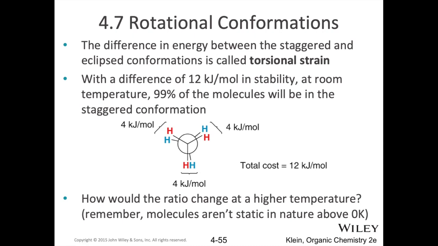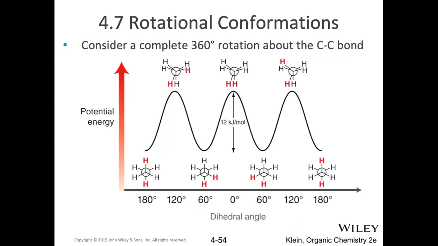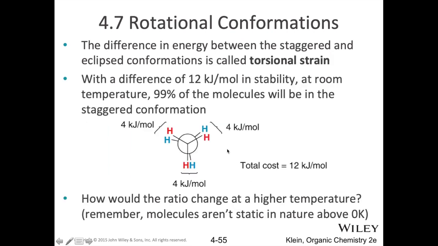Now, if you wanted to calculate, how do I quantify this strain? How much of a strain does each of these interactions cause? Well, if I go back, you'll notice that there's a 12 kilojoule energy gap between our unstable conformer and our more stable conformers. So since there are 3 of these steric interactions, that basically averages to about 4 kilojoules per pair of hydrogens, per set of steric interaction here. Okay.